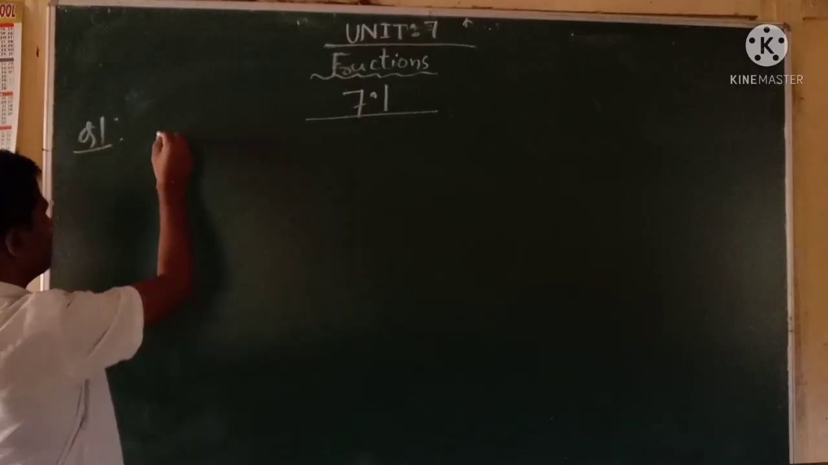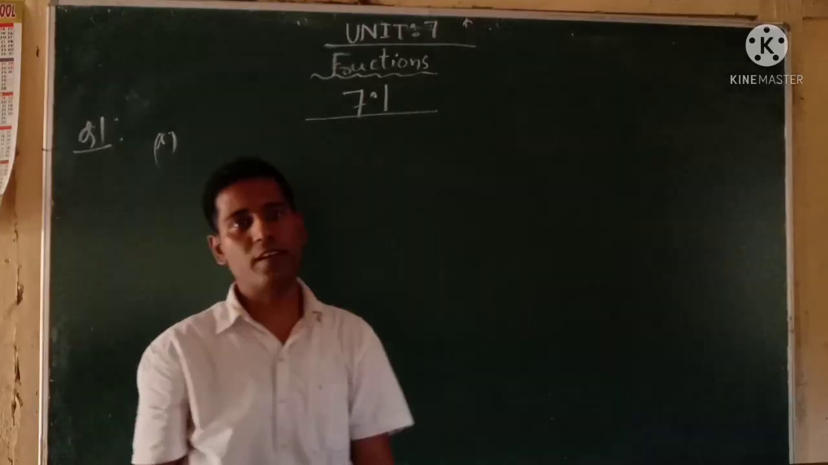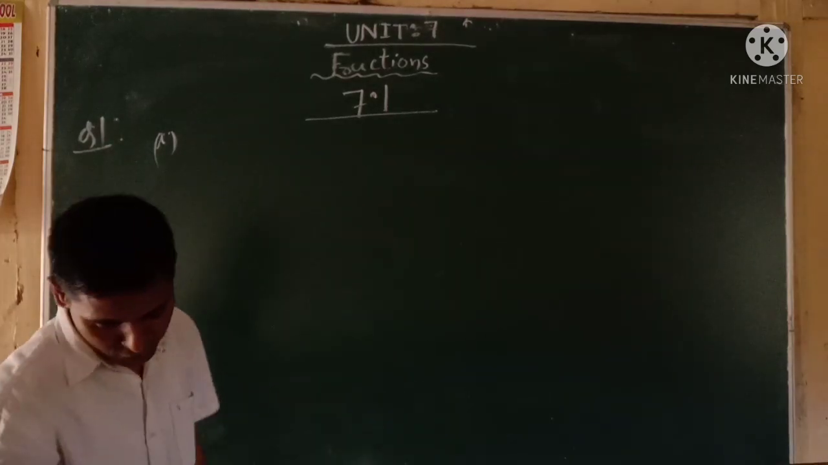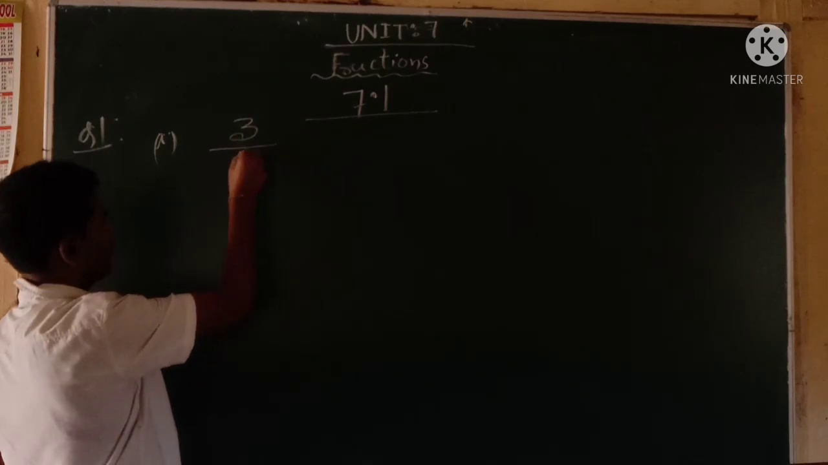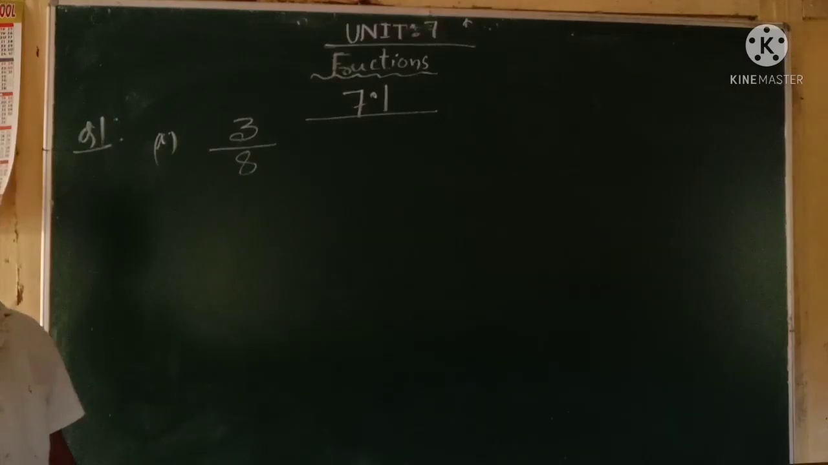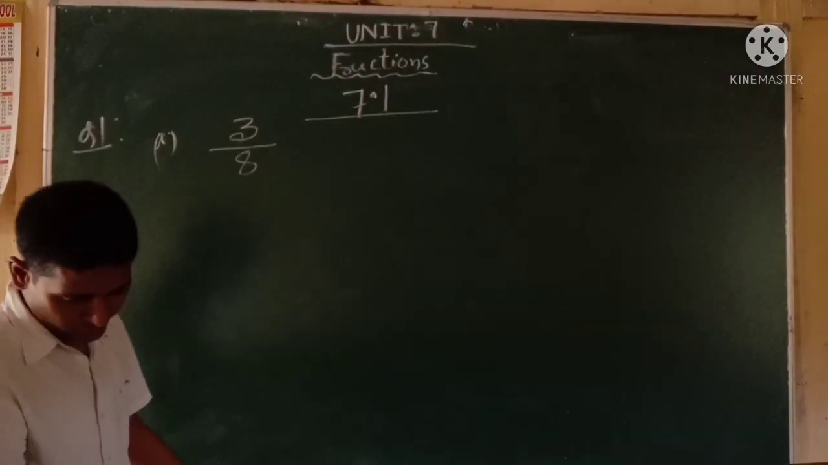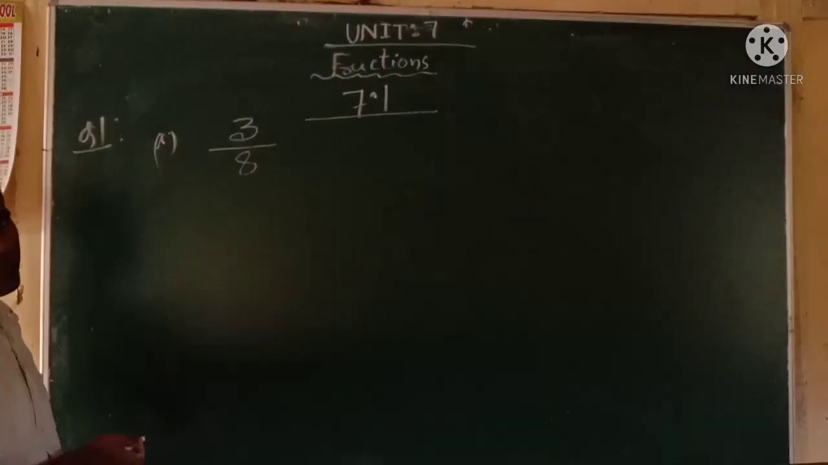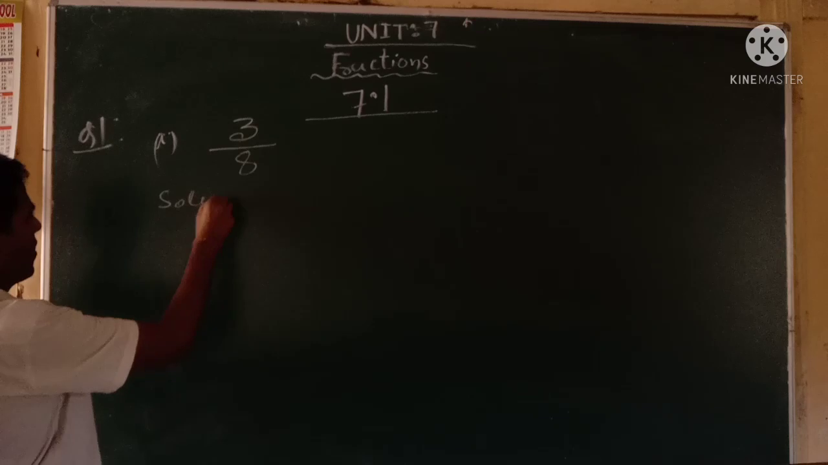So first, sub question A. You have already discussed this in the introduction: what is numerator, what is denominator? There is nothing to teach, still I'm solving one question here. The first fraction is 3 by 8. There is no rocket science, it's very simple. You have to write the numerator and the denominator.